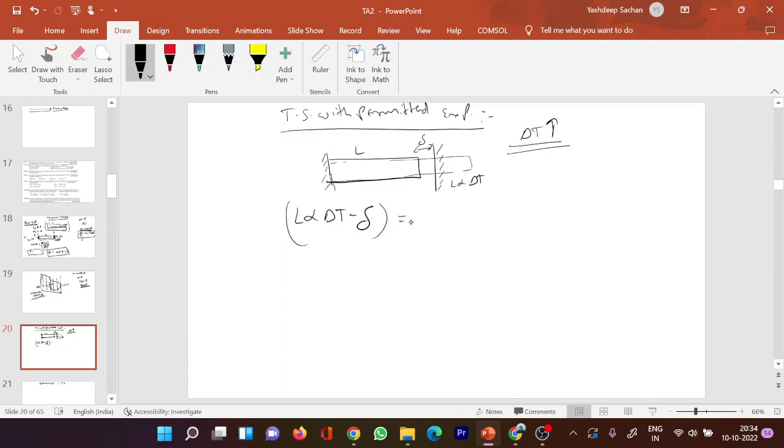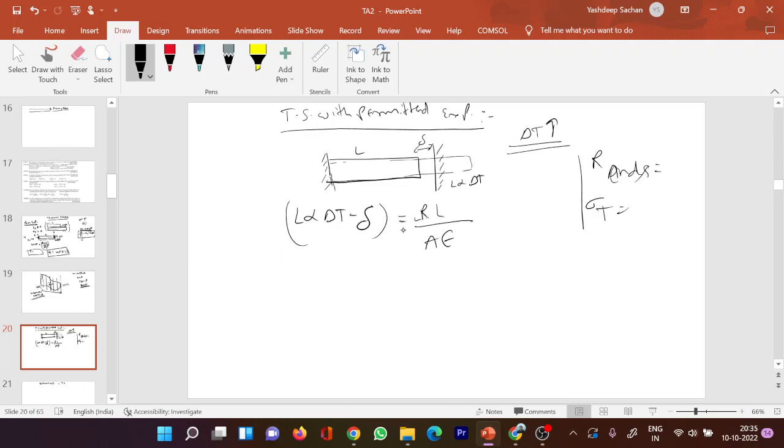Now it may ask how much. Two things it will ask: what would be the reaction at the ends, and the thermal stress. For the reaction, till this delta, no reaction is there. So now what we'll do? Reaction would be R, L alpha delta T minus delta equals PL by AE. Now we can find the R from here. Is it okay to everyone or not?